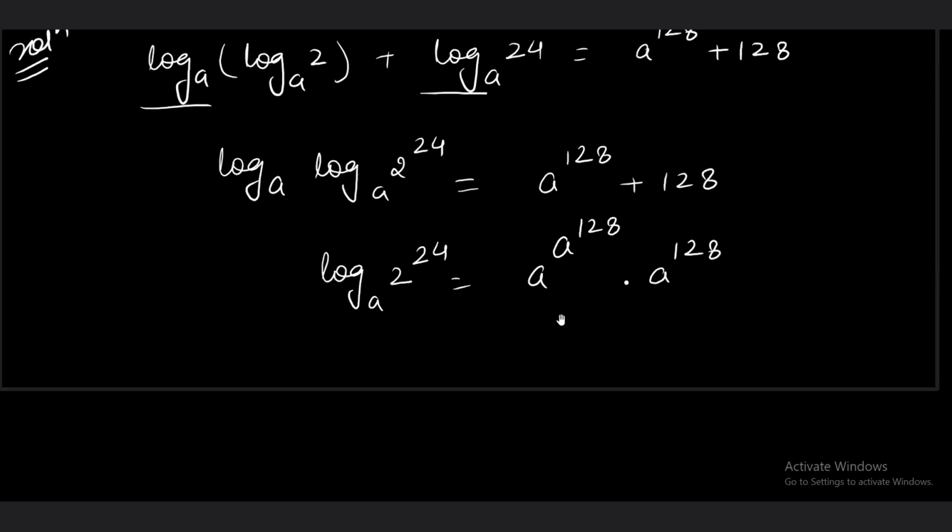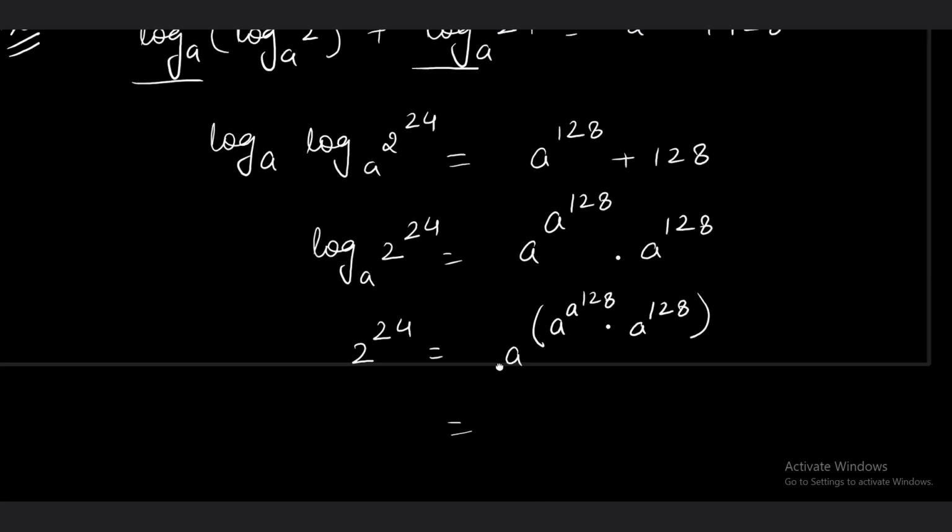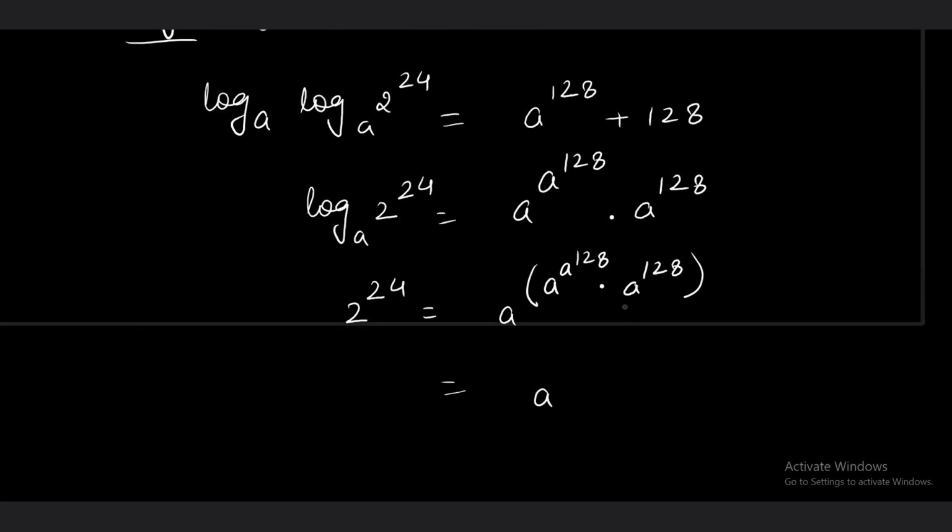तो सारा a का टर्म्स एक तरफ क्लब करना शुरू करते हैं. क्या करेंगे? Now you can write 2 raised to the power 24 is equal to a raised to the power a power 128 multiplied by a power 128. See, using the law of indices, I can write the right hand side by just clubbing this power with the base and putting a bracket. This index is to be multiplied with a power 128. Correct? We can write it like this.